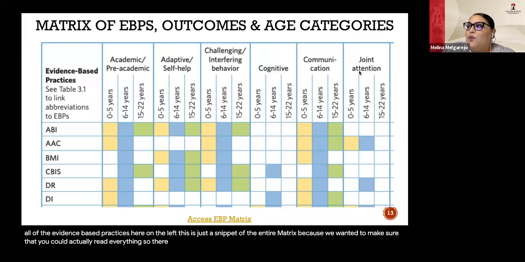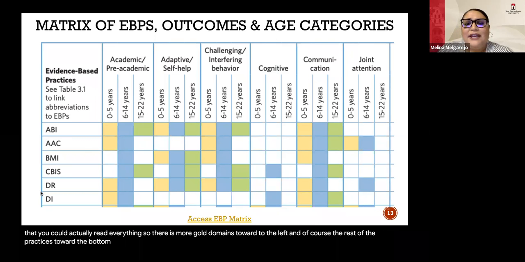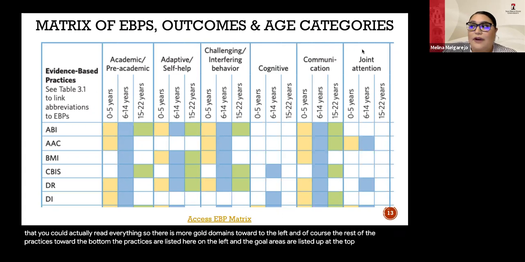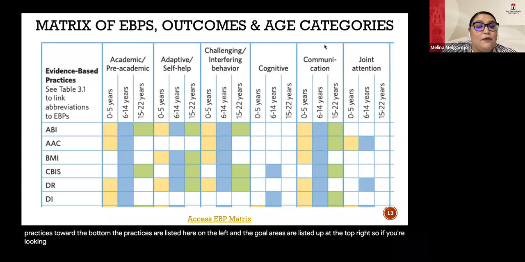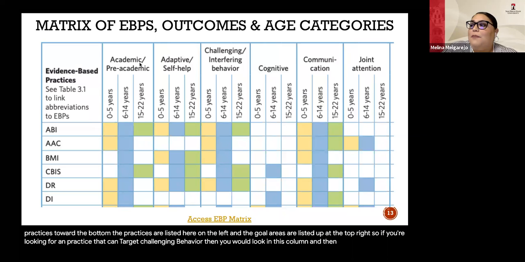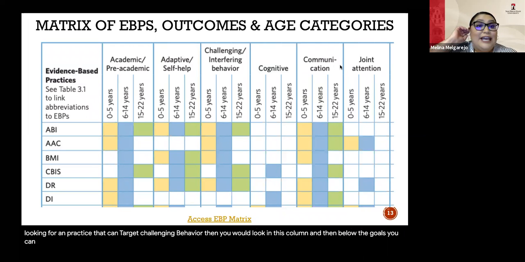everything. So there is more goal domains to the left, and of course, the rest of the practices toward the bottom. But essentially, the practices are listed here on the left, and the goal areas are listed up at the top. Right? So if you're looking for a practice that can target challenging behavior, then you would look in this column. And then below the goals, you can see the age ranges, so you would want to look at the age range that you're interested in.